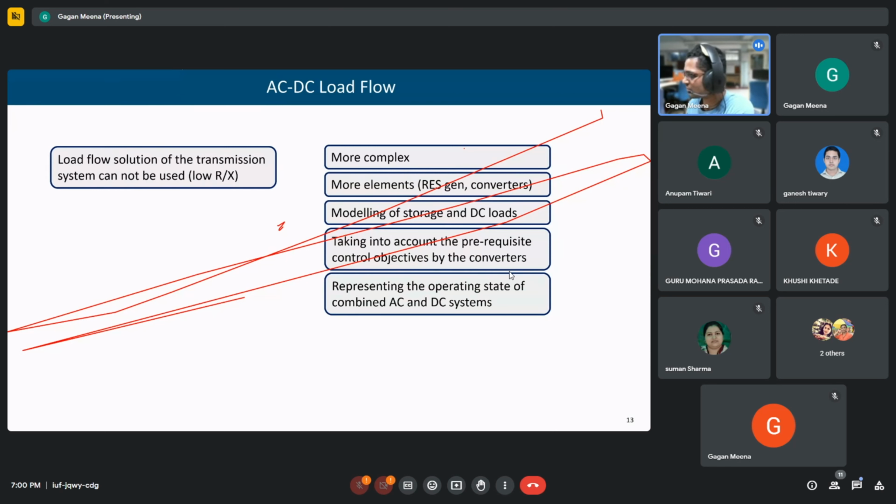It becomes more complex because of the high number of components, high connections, then the unbalance in the system also needs to be taken into account. All this also includes the load model.